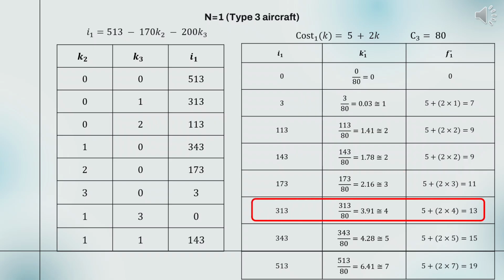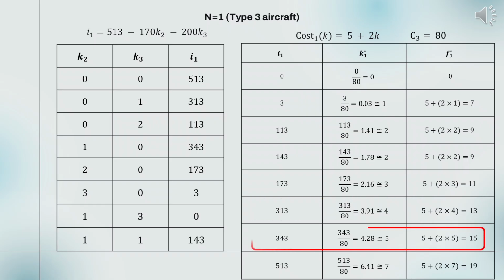Row 6, I1 equals 313. For 313 passengers, the result is 3.91, which rounds up to 4 aircraft. The allocation cost in this scenario is 13 units. Row 7, I1 equals 343. For 343 passengers, the division yields 4.28, which requires 5 aircraft. The corresponding cost is calculated at 15 units.